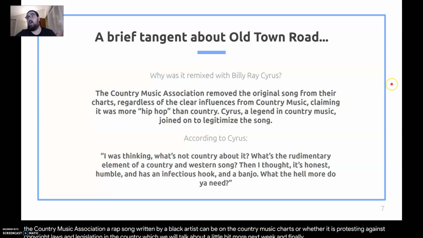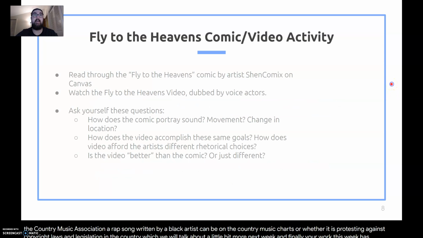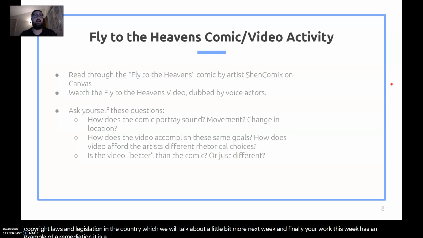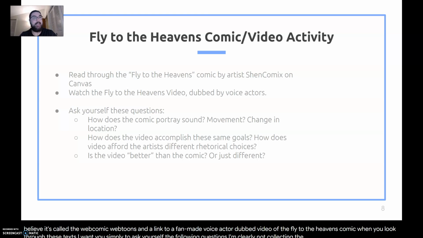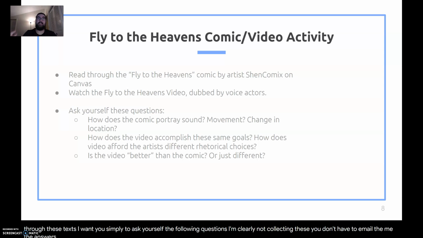And finally, your work this week has an example of a remediation. It is a comic by artist Shen Comics titled Fly to the Heavens. On your Canvas pages, there is the link to the comic on, I believe it's called Webtoons, and a link to a fan-made voice actor dubbed video of the Fly to the Heavens comic. When you look through these texts, I want you simply to ask yourself the following questions. I'm clearly not collecting these. You don't have to email me the answers to these questions, but I want you to think about them as you look back and forth between a shorter example of a remediation.